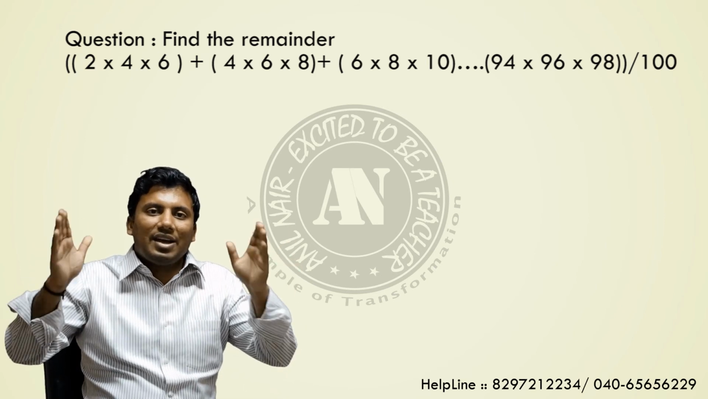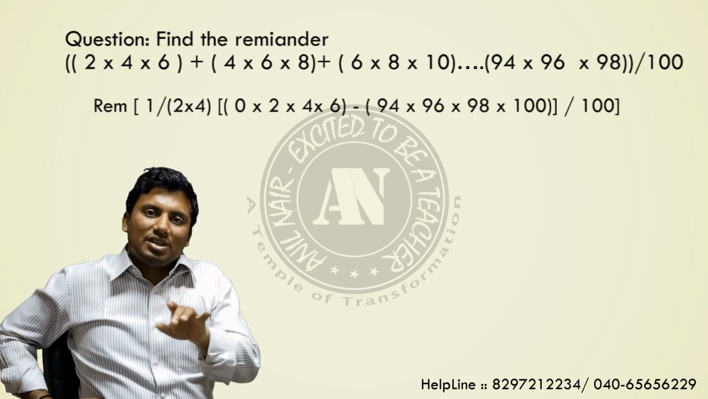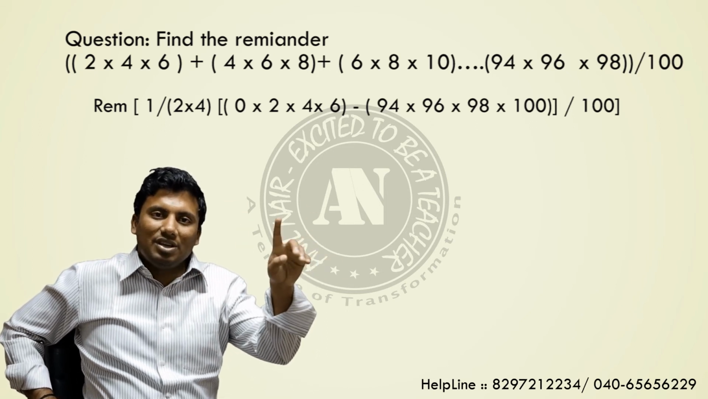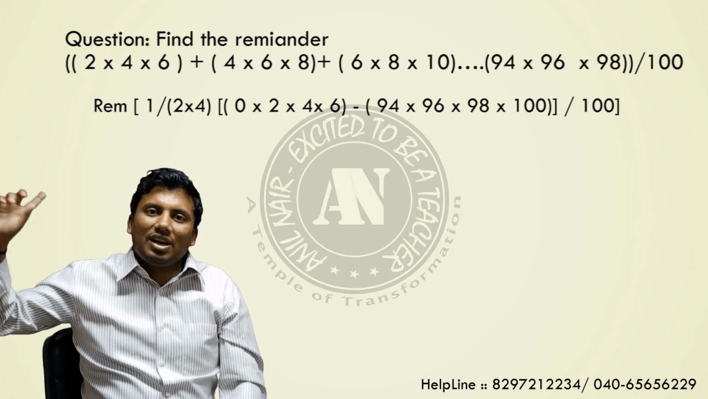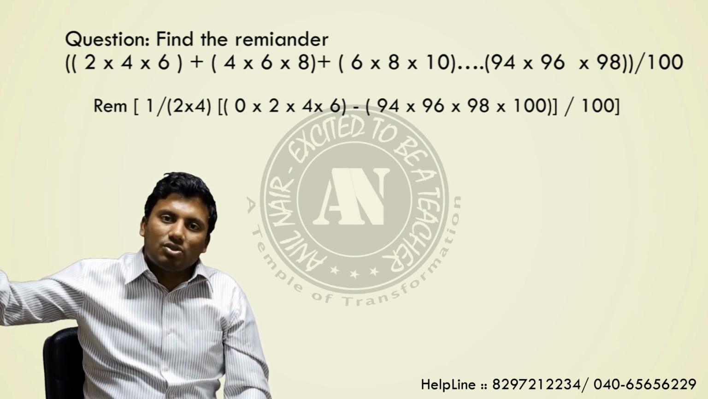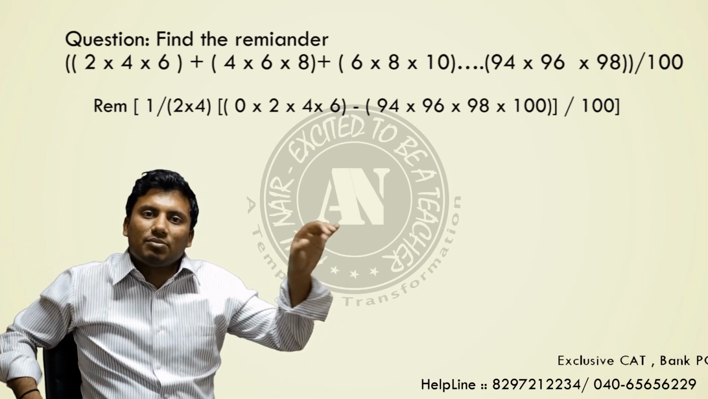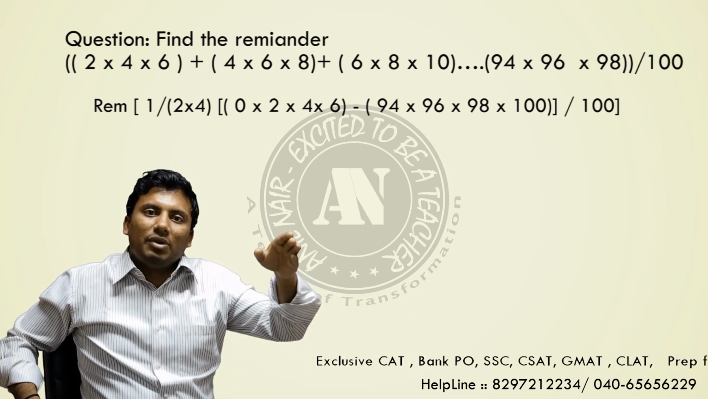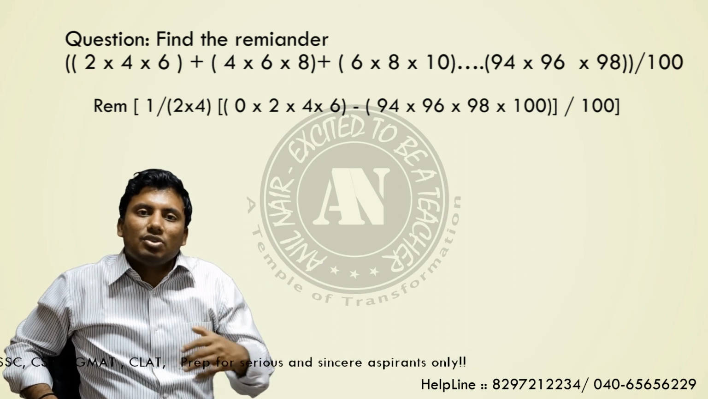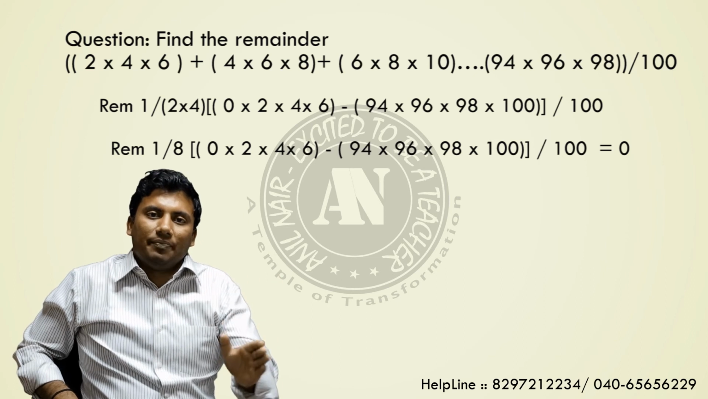3 terms are there. Answer will contain 4 terms. So answer will have 2 into 4 into 6. 2 and 4 difference is 2. Go 2 units before 2. It will be 0, 0 into 2 into 4 into 6. Last will be 94 into 96 into 98. Again difference is 2. Put 100 after 98. 1 by: difference between the terms is 2, 3 terms will become 4 terms. Minus sign outside. Divided by 100. 0 by 100 is 0. 100 by 100 remainder is also 0.